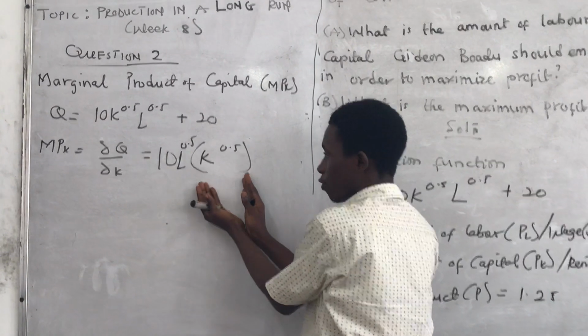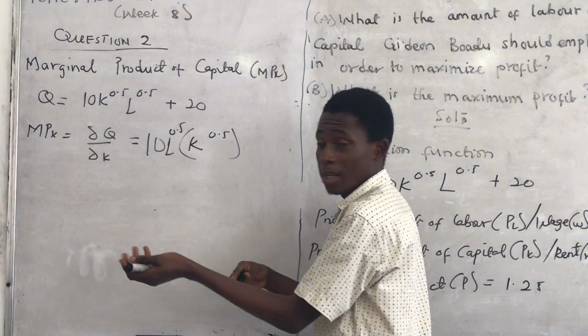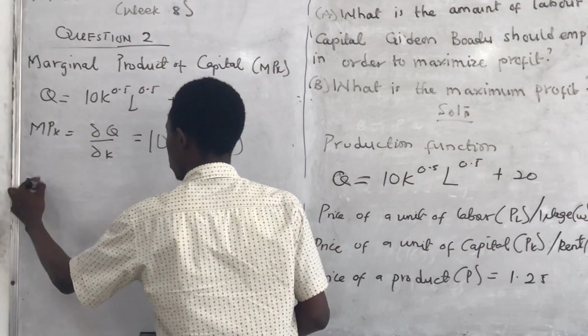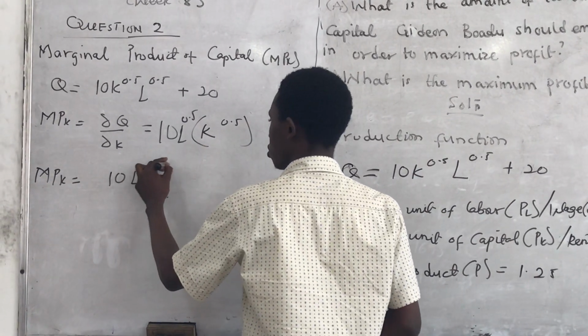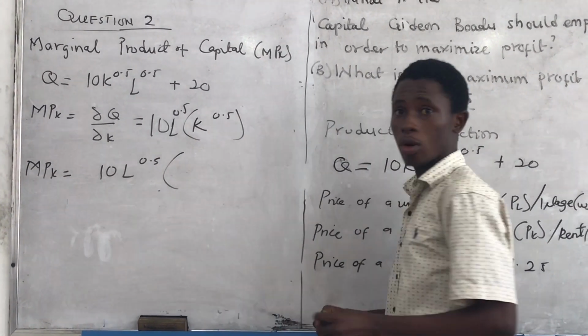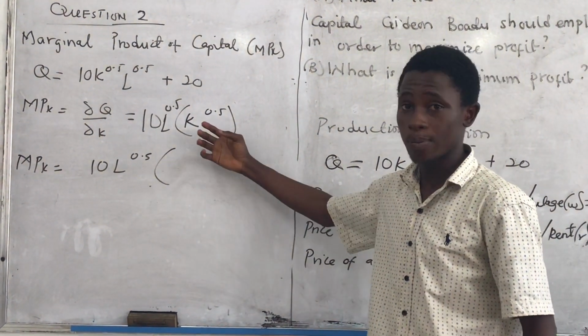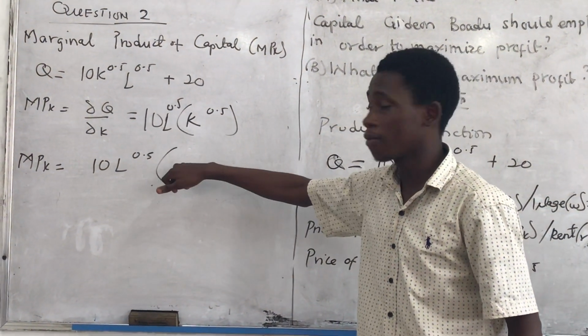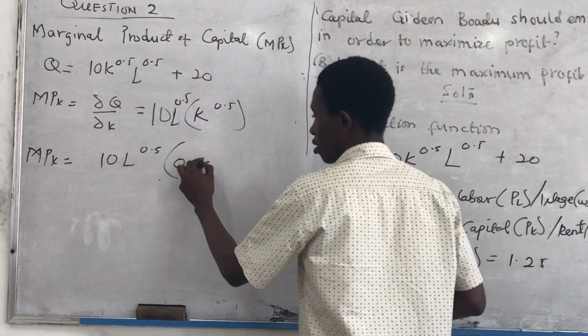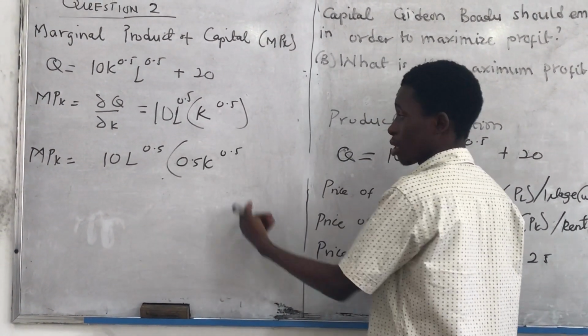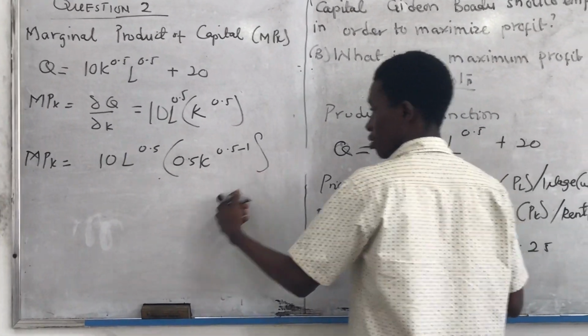Now we are going to calculate for the one in the bracket, since that's the one we are differentiating. So we have this 10 L^0.5. Based on the law of indices, whenever a variable has an exponent, we bring it in front of the variable. So 0.5 comes in front of the K. Don't forget to subtract 1 from the exponent, so minus 1.